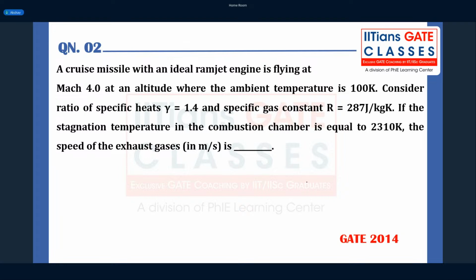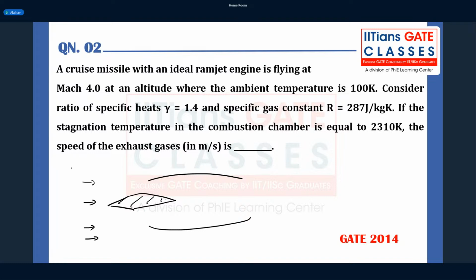So again, this is a straightforward question once we have done with our regular classes. For today's class, let me just give you an idea how to proceed with this question. Again, we have a ramjet engine. We have an inlet condition where flow is coming at a supersonic speed, where the ambient condition is Ta equal to 100 Kelvin, and we have a combustion chamber in which we are adding energy. At the exit of the combustion chamber, say we have T02 equal to 2310 Kelvin. So that's what they're saying, right? Stagnation temperature in the combustion chamber is equal to 2310 Kelvin. All they're asking is, what is the velocity at the exit plane?